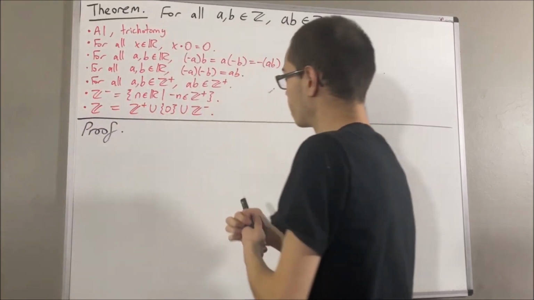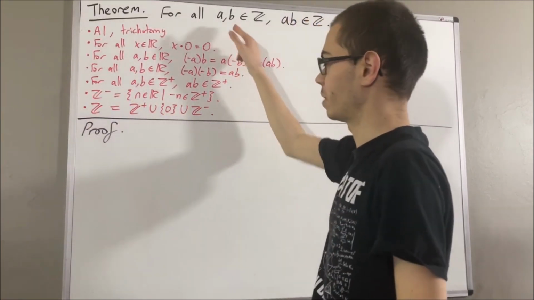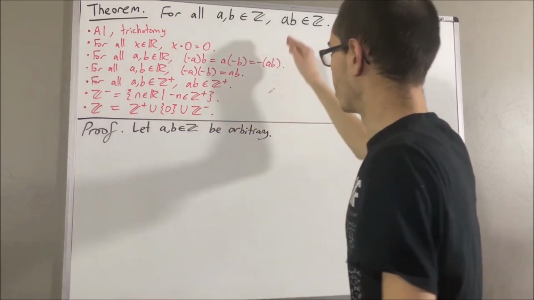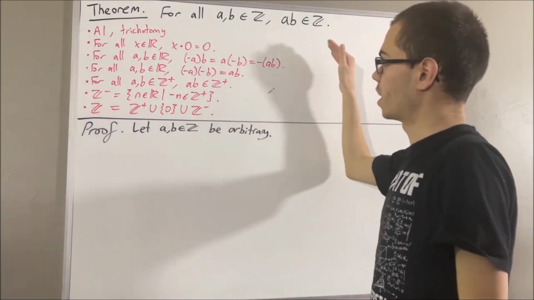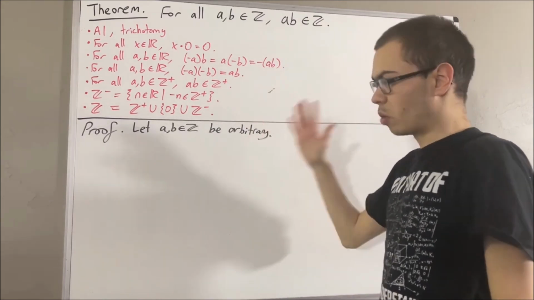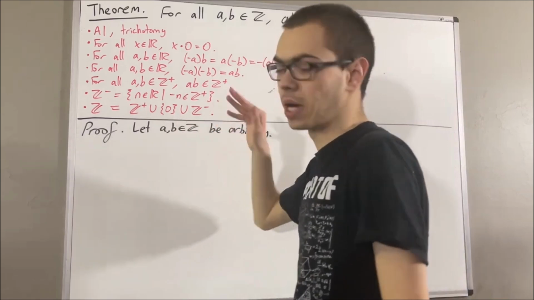To start the proof, let's first give ourselves two arbitrary integers a and b. From here, the whole goal is to show that a times b is an integer. And we're going to show this by splitting this up into several cases. One possibility is that both a and b are positive integers.